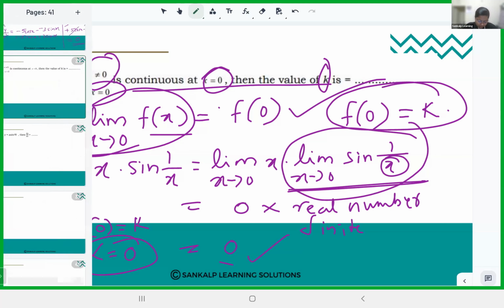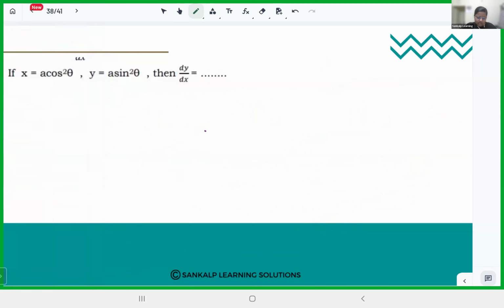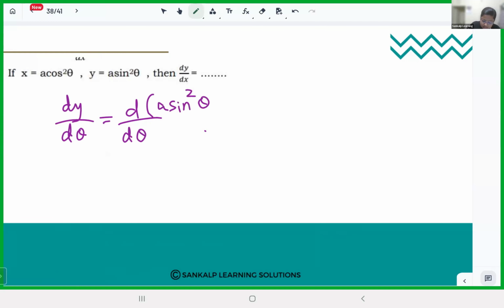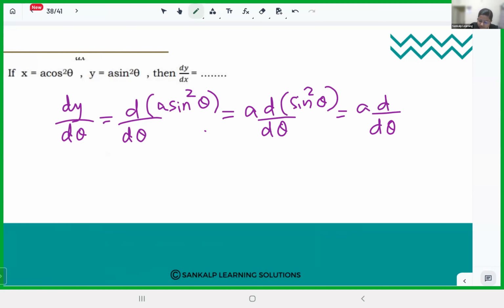And the last question is this one. It is parametric differentiation. Here the parameter is theta. You have to find out dy by dx. So how will you do that? First you find out dy by d theta, right? Dy by d theta means d by d theta of a sine square theta. Since a is a constant, you take it outside. So d by d theta of sine square theta. It can be written as a into d by d theta of sine theta the whole square, right?